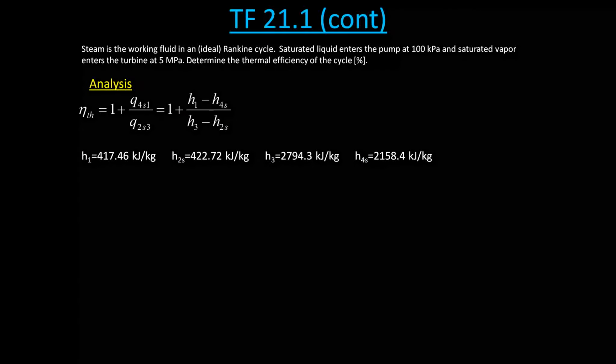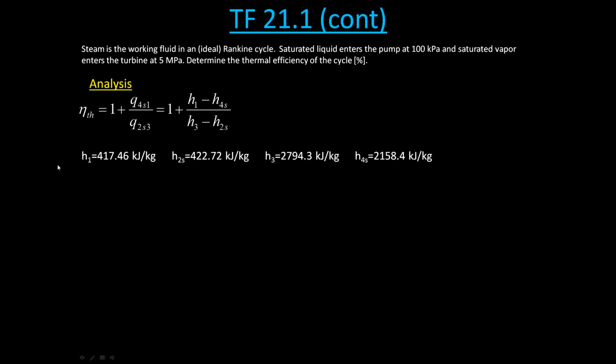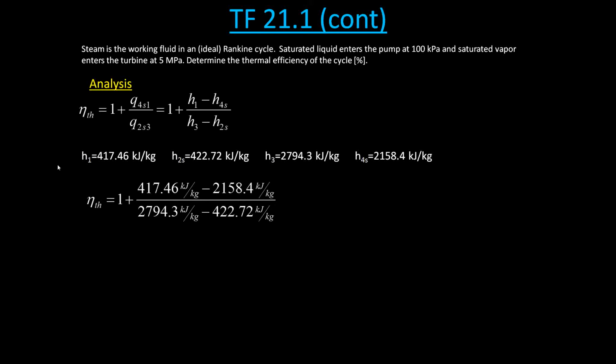So we're just going to substitute them into this equation we came up with for our thermal efficiency. We substitute those values in. We're first going to take the difference between the two for the numerator and the denominator, and what we get is negative 1,740.94 kilojoules per kilogram divided by 2,371.58 kilojoules per kilogram. That gives us a ratio of 0.734, and we have that 1 minus it. So what we're going to get then is a thermal efficiency of 26.6%.